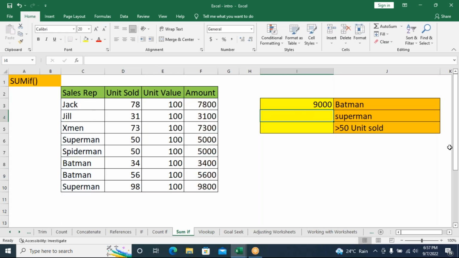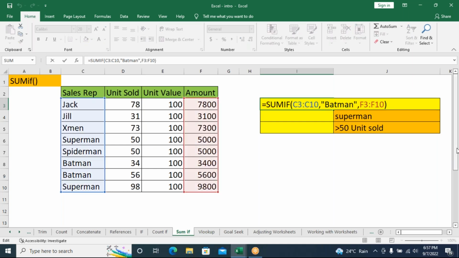Got it? Understood, girls? Yes, ma'am. Okay, I want you to try this, and the same way I want you to try it with Superman also. See, I am showing the formula. Just try with this formula first, then apply it the same way for Superman also.